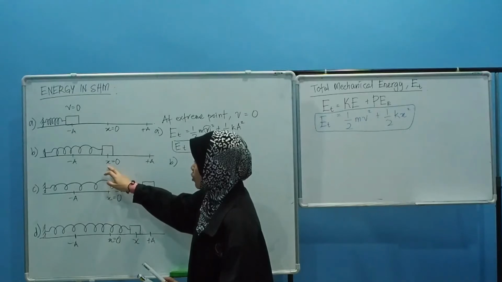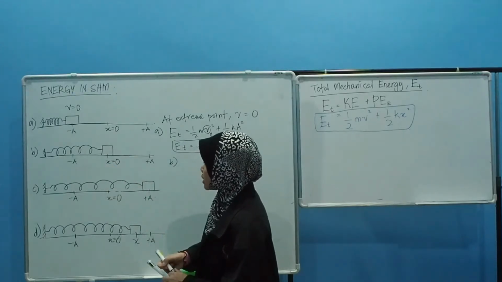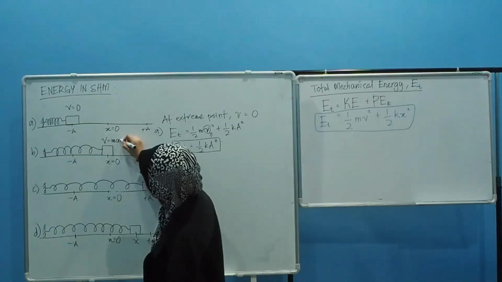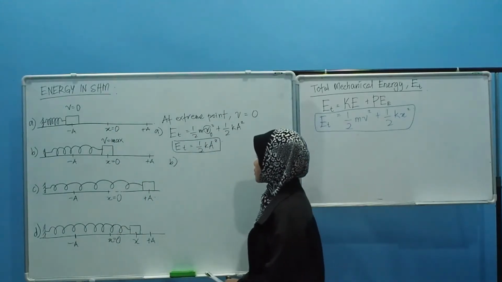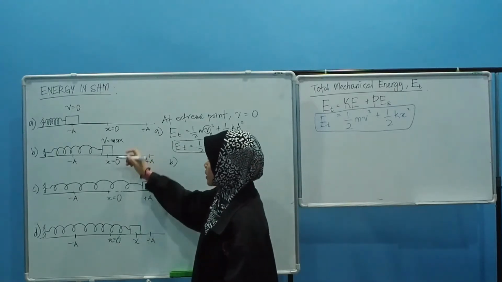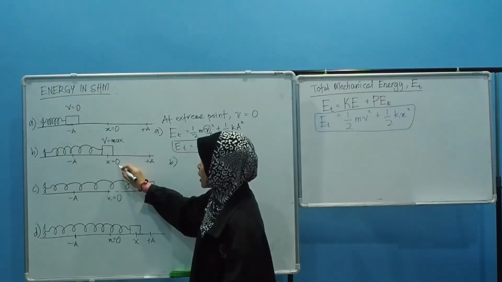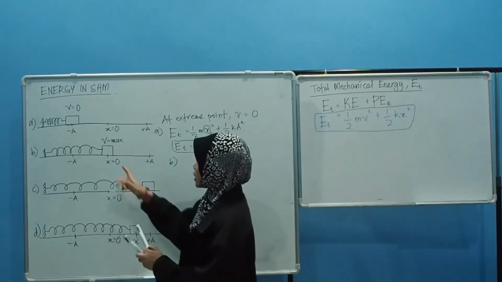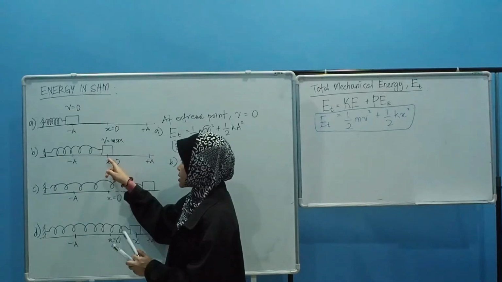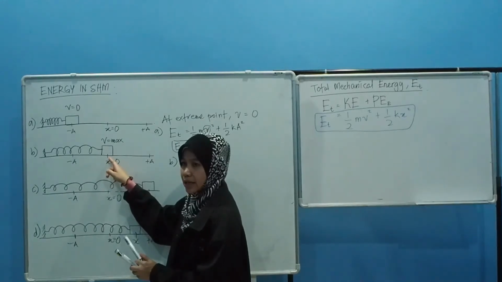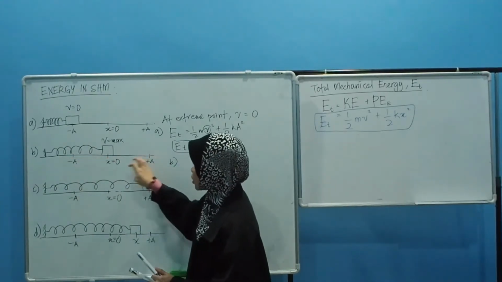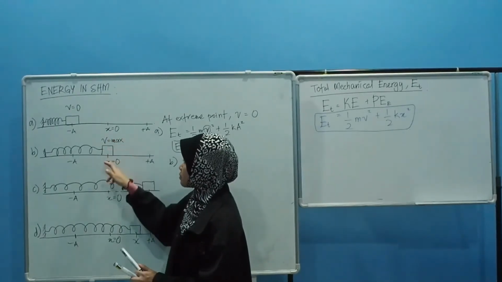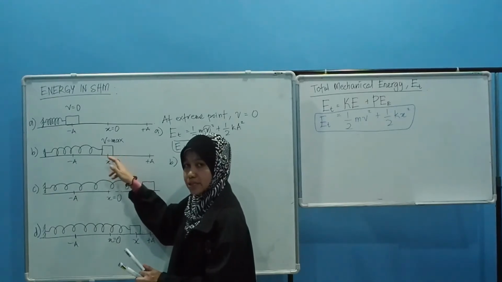At the equilibrium point here, the value of V is maximum. At x is equal to 0, the value of V is maximum. That means at this point, this is the highest velocity. Amongst these 3 points, this is the highest velocity. So here we call it maximum velocity.